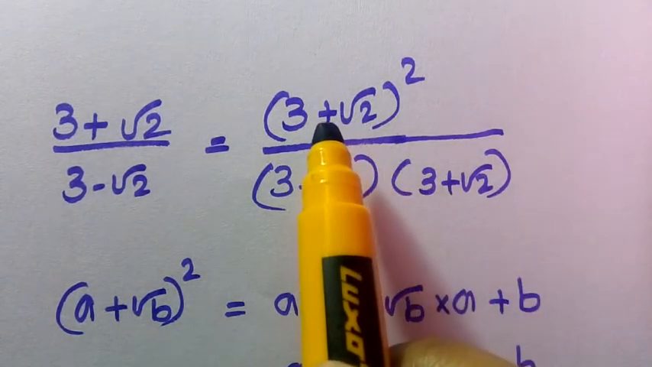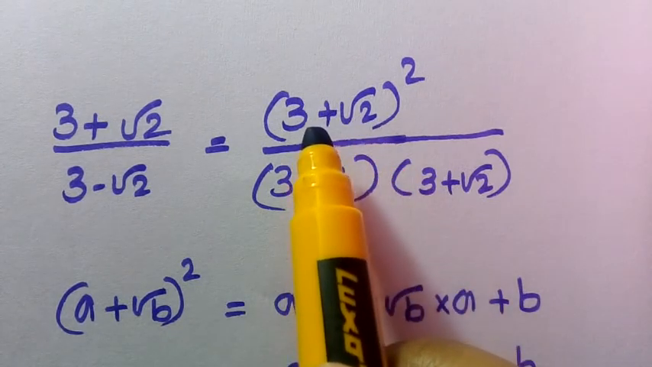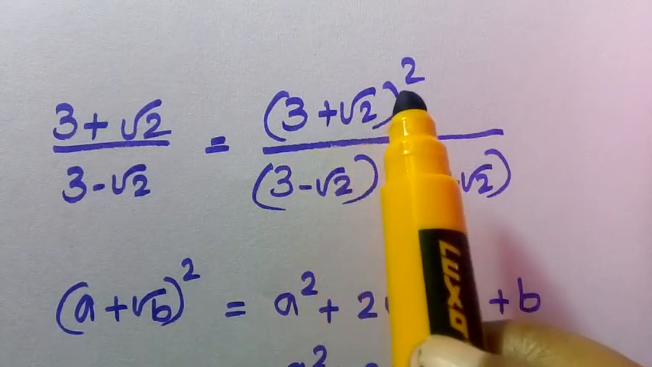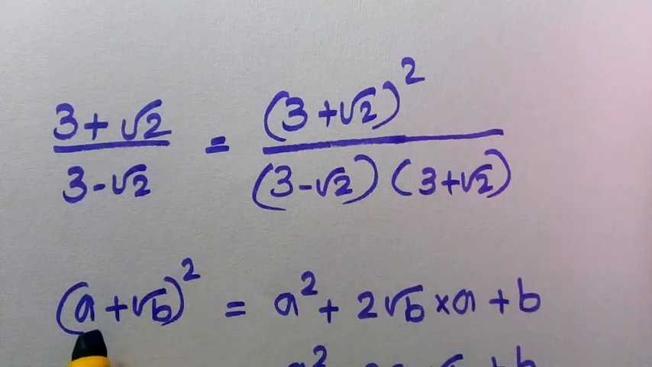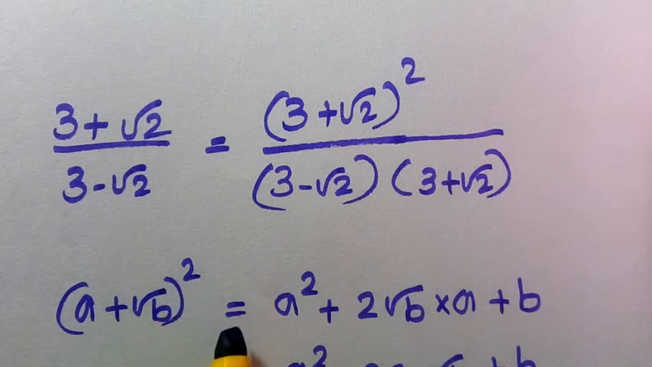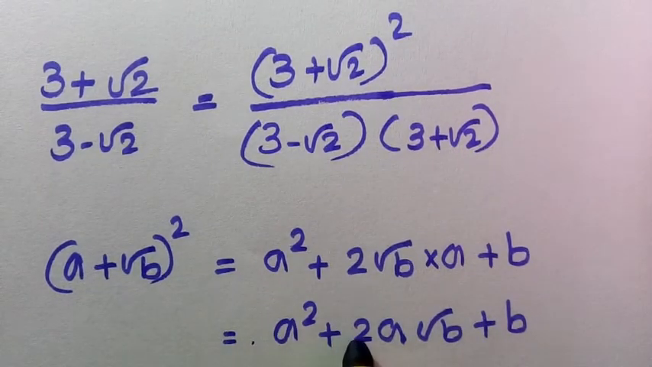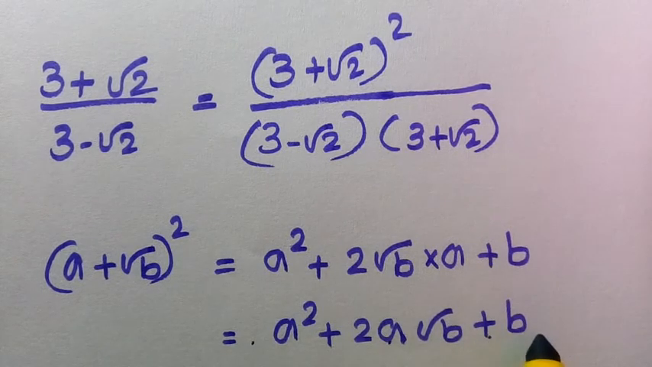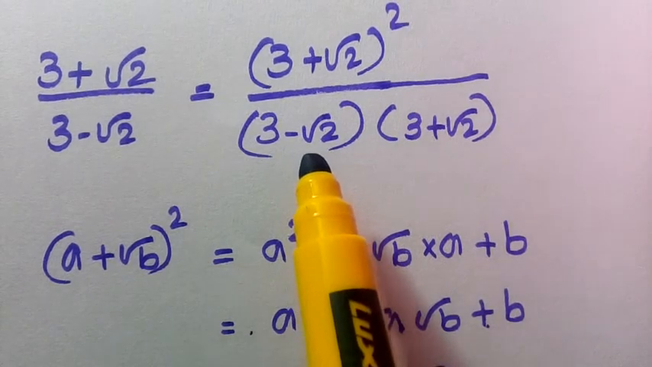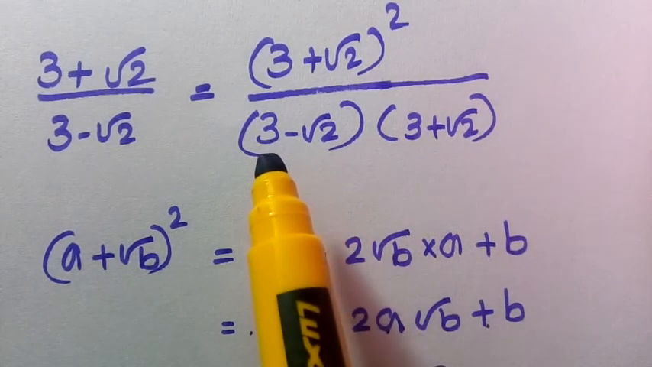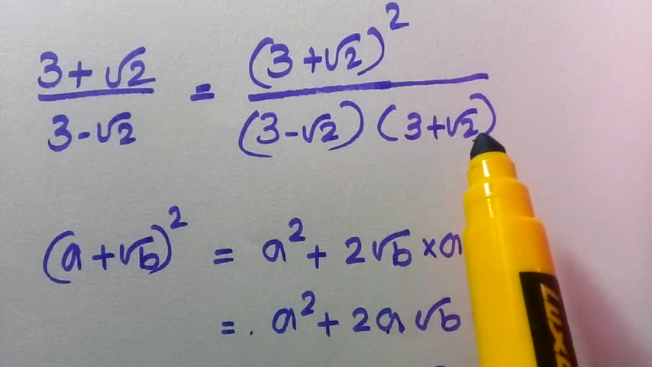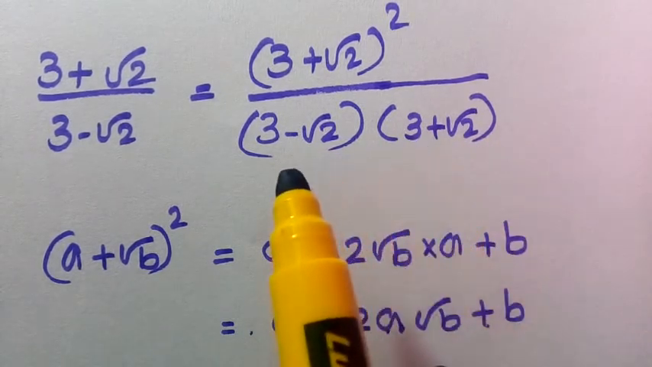First we will solve the numerator. Here the numerator (3 + √2) the whole square is like the identity (a + √b) the whole square. Children, did you study the identity? (a + √b)² is equal to a² + 2a√b + b. Okay. Now the denominator. The denominator is (3 − √2)(3 + √2). The denominator is also like an identity.